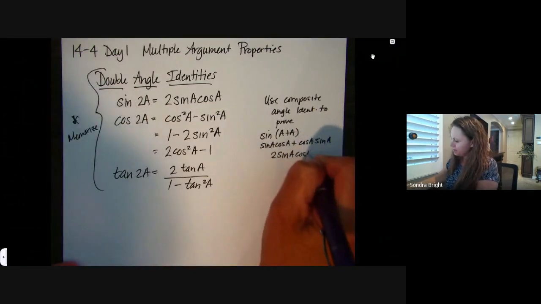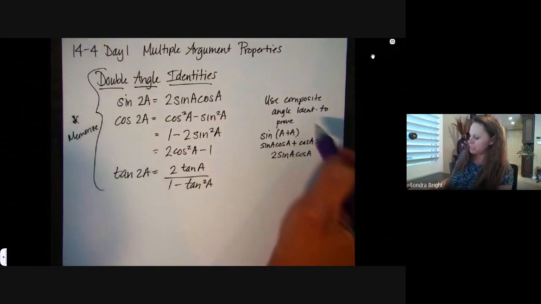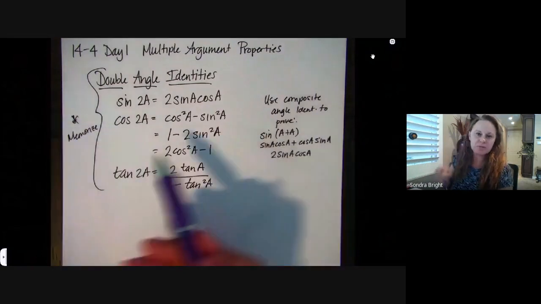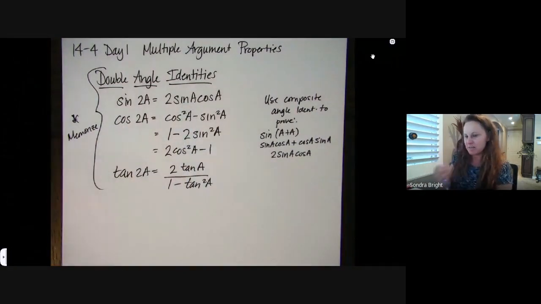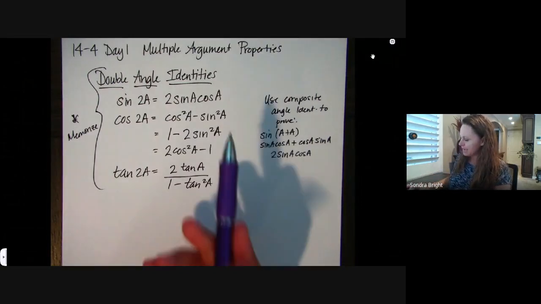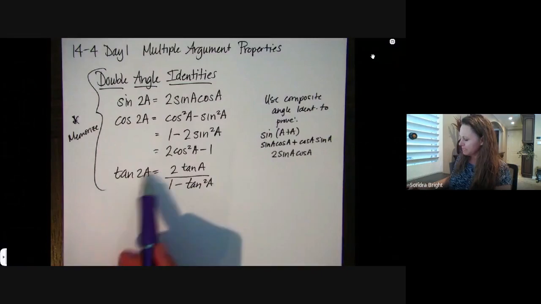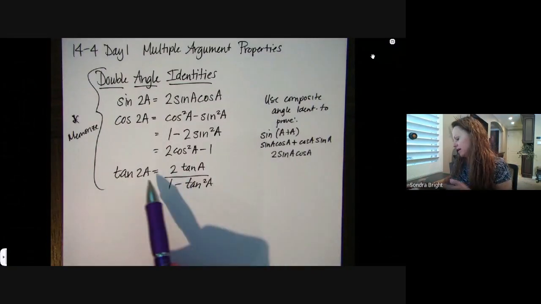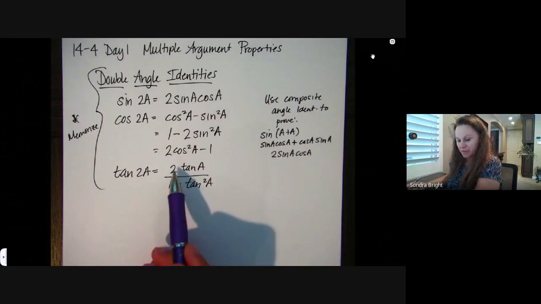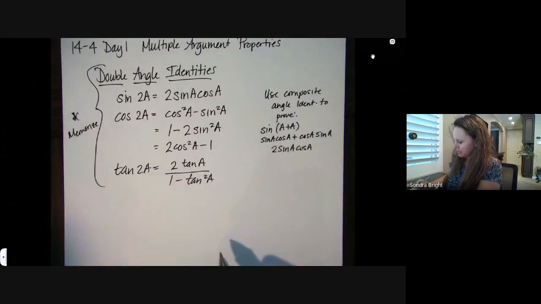So just a side note, that's how you prove them. Same thing with cosine of 2a. You would do cosine of a plus a, which is cosine, cosine, sine, sine. Change the sign in the middle. That's how you get cosine squared minus sine squared. And same thing with tangent. It's a tangent of a plus another tangent of a. So it totally matches up with all of the composite angle identities.